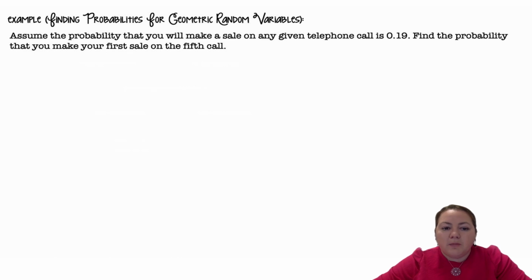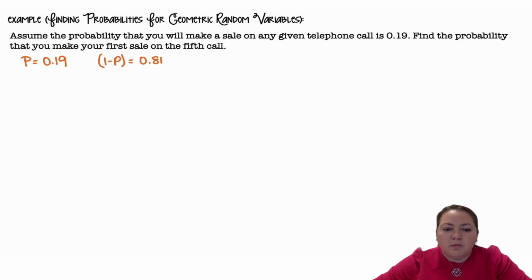All right, finding a probability of a geometric random variable. Assume the probability that you will make a sale on any given telephone call is 19%, or 0.19. Find the probability that you make your first sale on the 5th call. So you're going to keep going until your first success, and your first success is going to be on the 5th call. This is a geometric distribution and not a binomial because I do not have a set number of trials. P stays the same at 0.19.